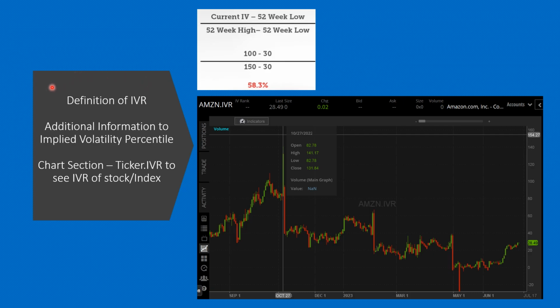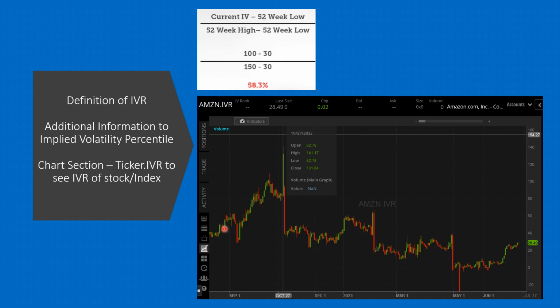And the definition of the IVR you can see here is nothing else than comparing the current IV, which can be any amount, with the 52-week low and the 52-week high of this so-called IVR. What's so great in Tastytrade is that you can check this IVR of each stock just by entering the ticker plus .IVR.